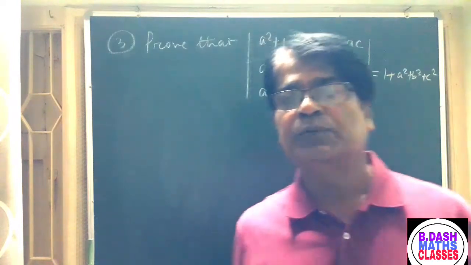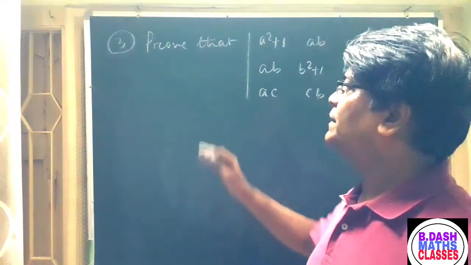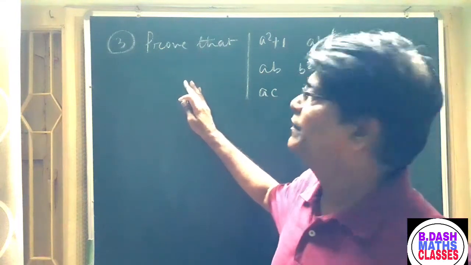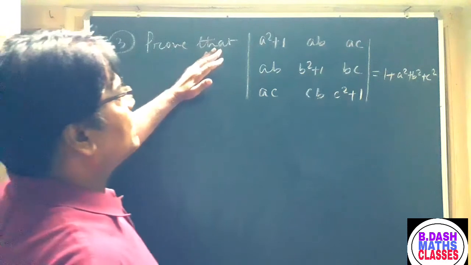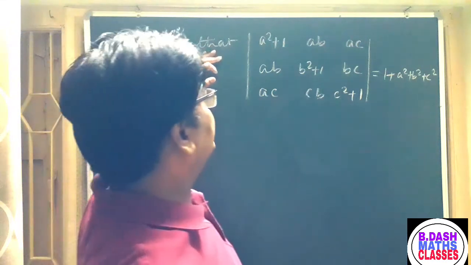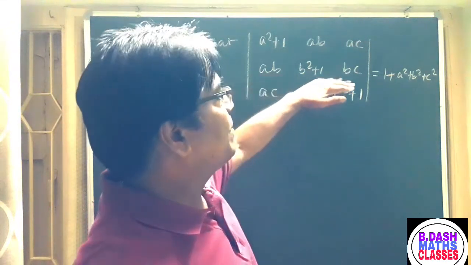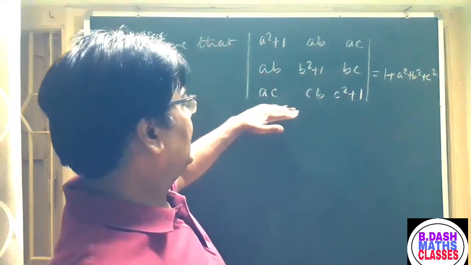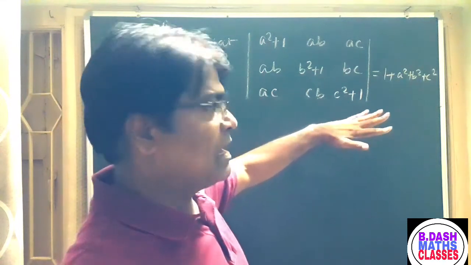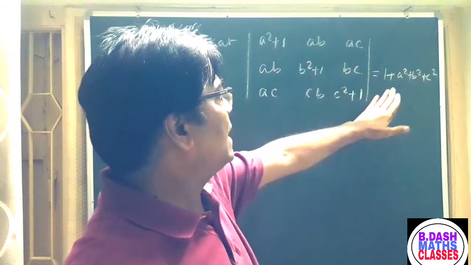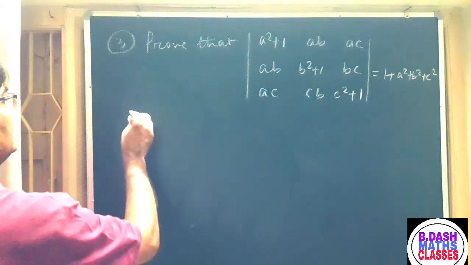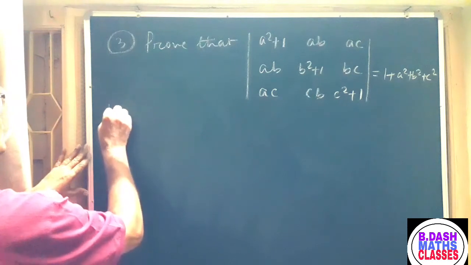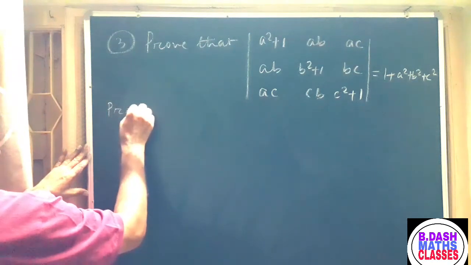Now let us prove the third problem. The question is: prove that the determinant with rows (a square plus 1, ab, ac), (ab, b square plus 1, bc), (ca, cb, c square plus 1) is equal to 1 plus a square plus b square plus c square. So, proof.